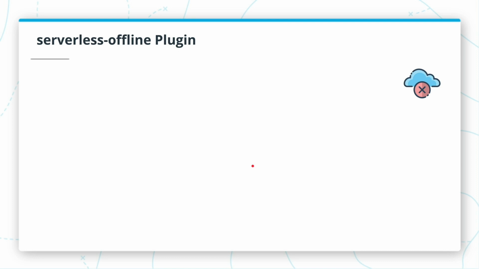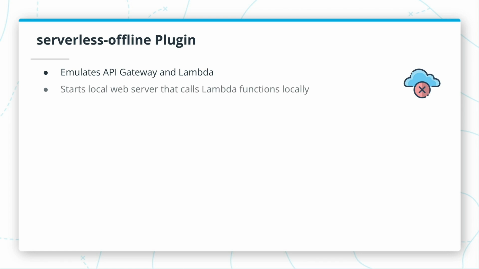Now, in addition to running individual functions locally, we can also run the whole application on our machine. To do this, we need to use the Serverless Offline plugin. When we use it and run our application locally, it will emulate API Gateway and AWS Lambda behavior. It will start a local web server, and when this web server receives requests, it will call Lambda functions locally on our machine.